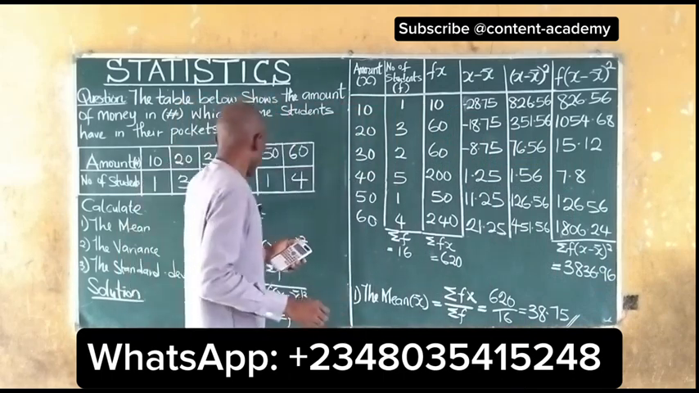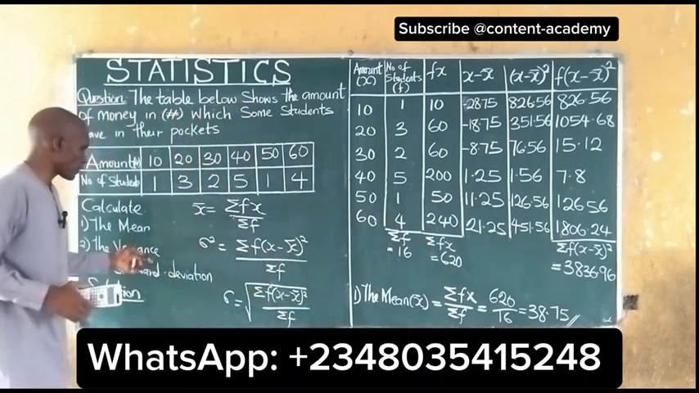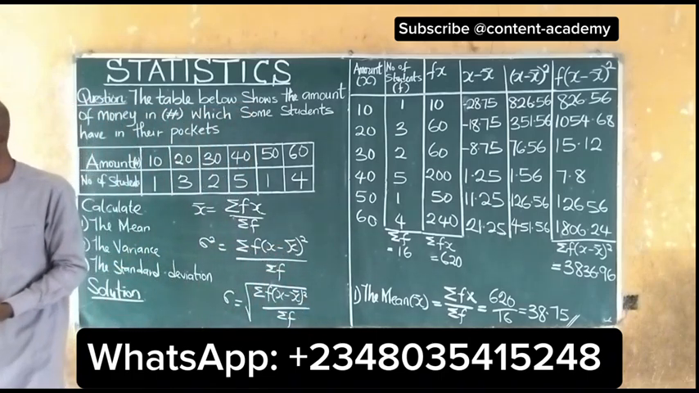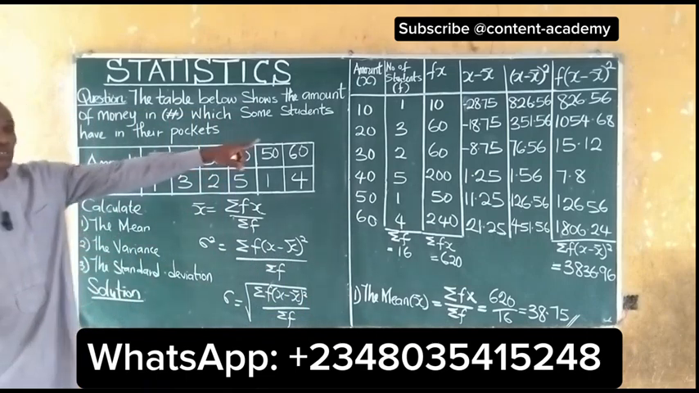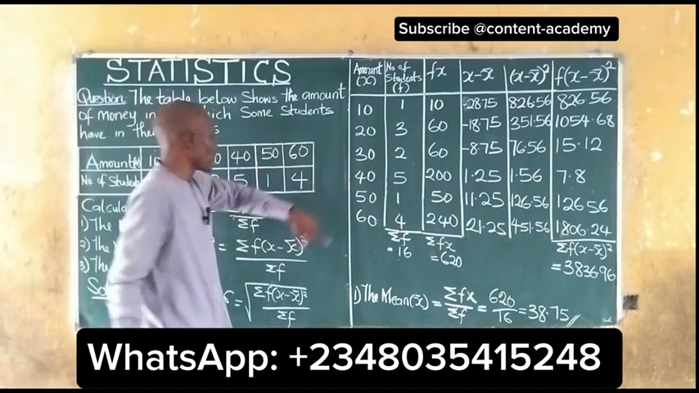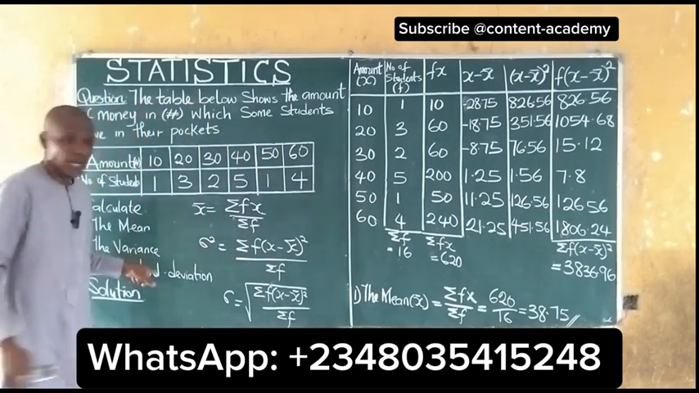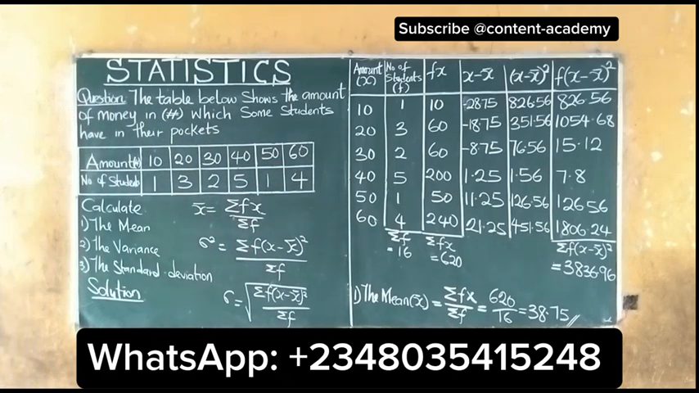Now we can calculate our variance and our standard deviation. So we have to clean the side of the board to do that. Now, if we have gotten all those values, it will be very easy for us to calculate our variance and our standard deviation.